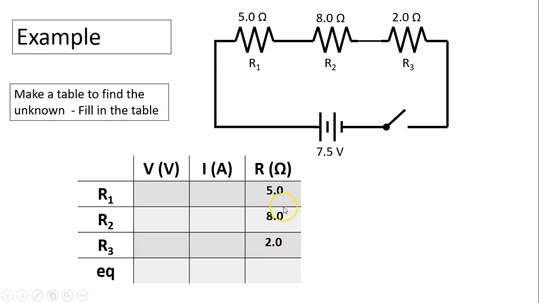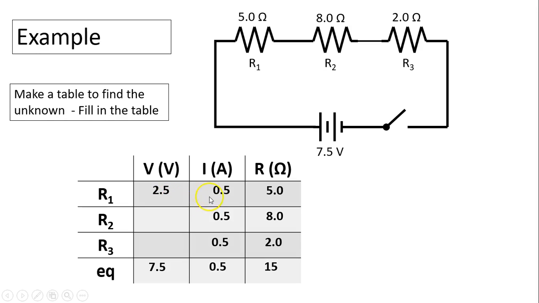Equivalent, you add everything together. And it tells you also the total voltage or the voltage of the battery. That's equivalent voltage is 7.5. The total resistance, you add everything together, is 15. I equals V over R. So 7.5 divided by 15 gives you 0.5 amps. Since this is a series circuit, all the I's are the same. So it's all 0.5.